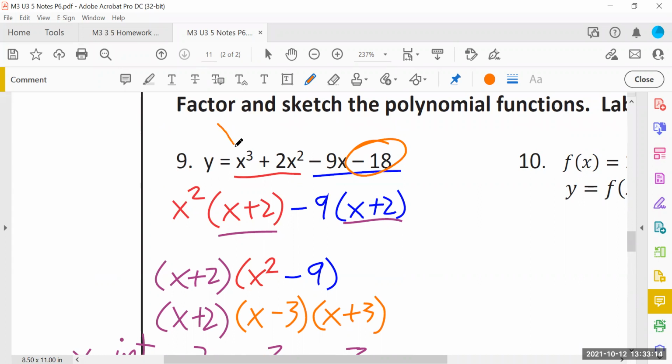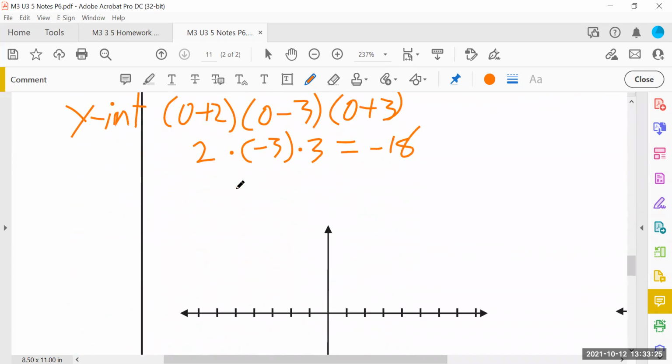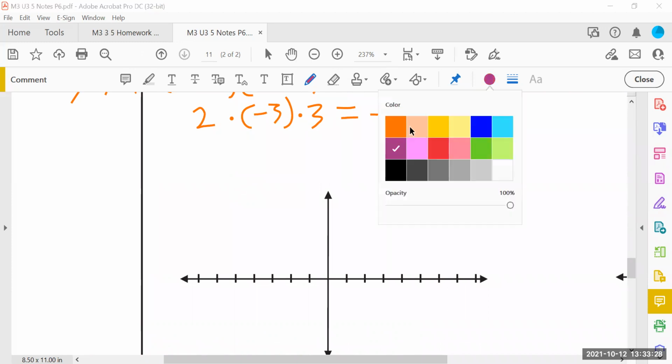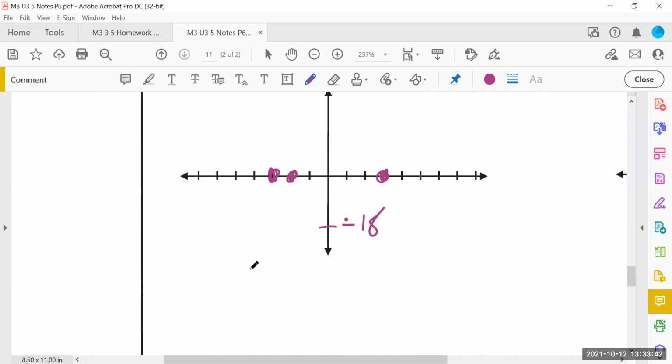And then the last piece here, this x cubed, odd and positive, I'm expecting low, high end behavior. So when I graph this, x-intercepts negative 2, 3, and negative 3. Y-intercept of negative 18. And low, high end behavior. Start low, up, down, up. There's my graph. So again, the graphing is exactly like what we did before. It's just now we can factor stuff that we couldn't factor before.